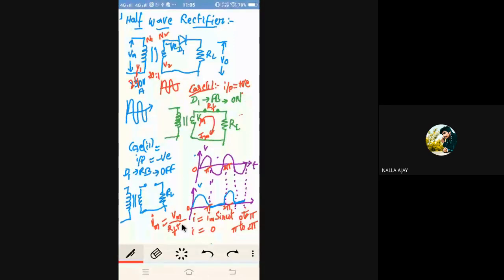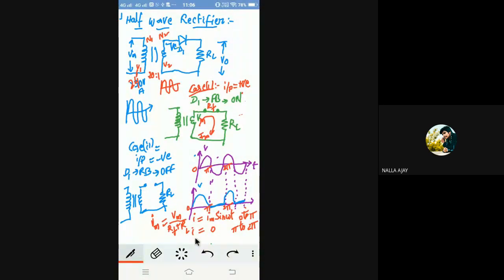The output equation of a rectifier is I equal to Im sin omega t from 0 to pi. Why? Because from 0 to pi it looks like a sine waveform, so it is Im sin omega t. But from pi to 2 pi, our output value is equal to 0. That's why I have written I equal to 0 from pi to 2 pi.